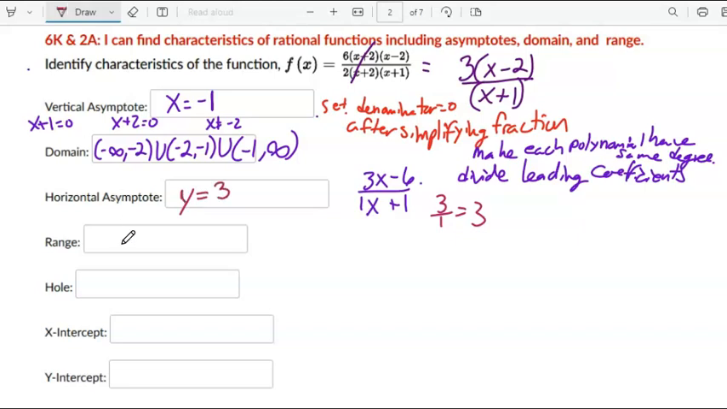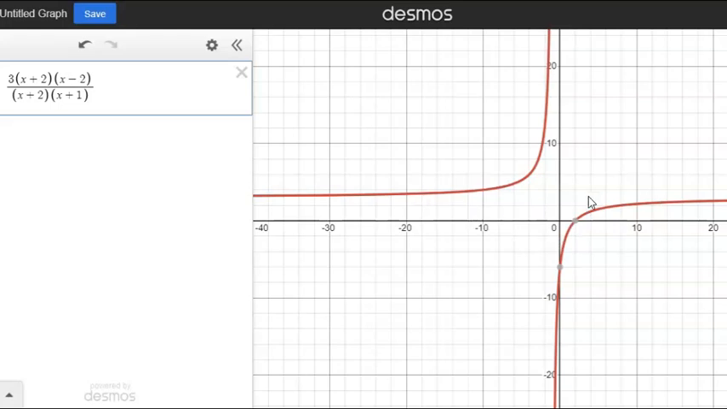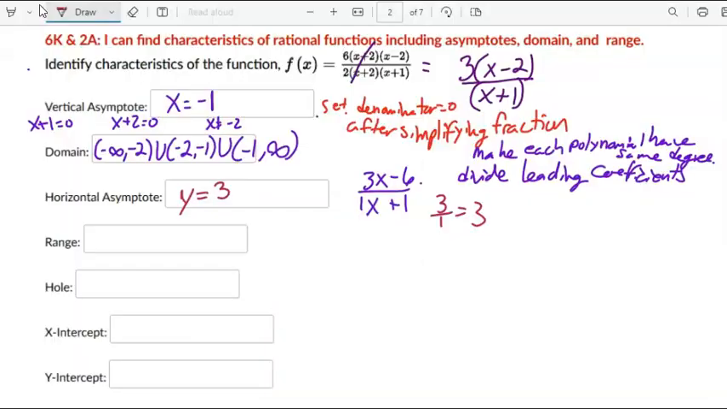When you're finding the range of these, go ahead and graph it. Now once we've graphed it, notice that it appears that the y is never going to be that 3. So we could say that the range is all real numbers except y can't equal 3. So our range would be from negative infinity to 3, union 3 to infinity. Again, it is possible for the horizontal asymptote to be a part of the range. So you will want to graph these just to verify that.